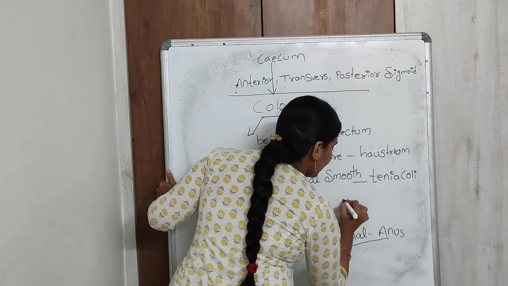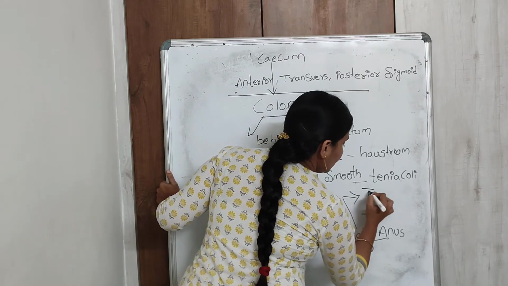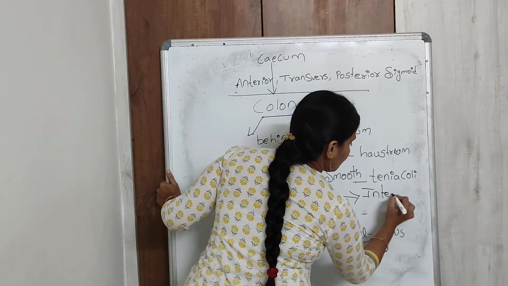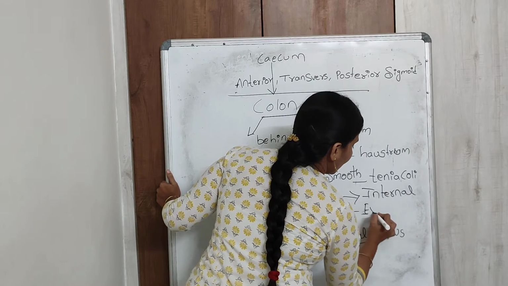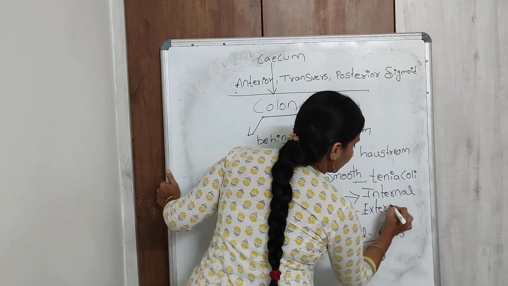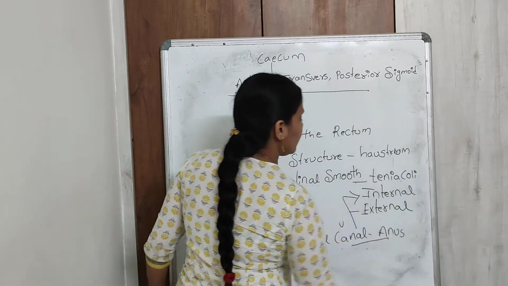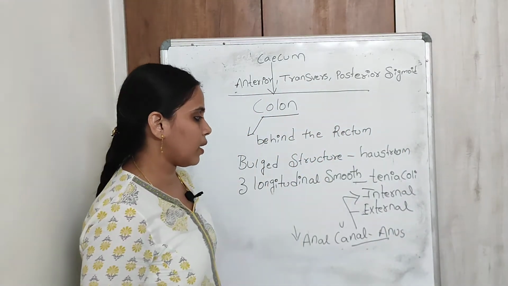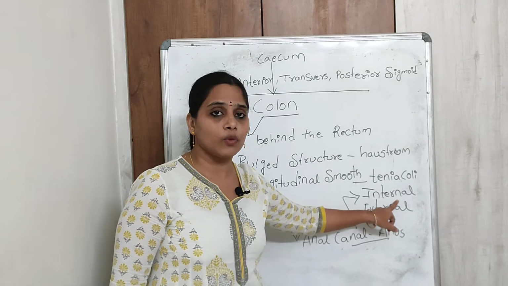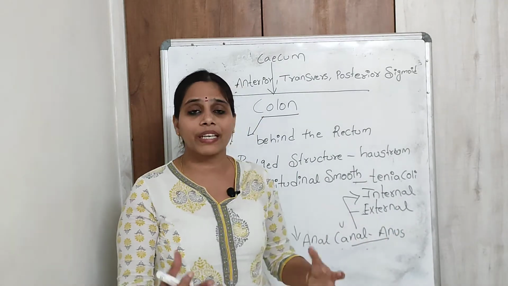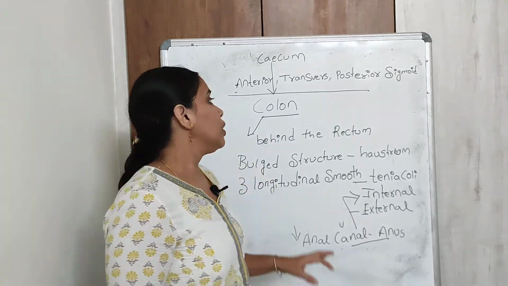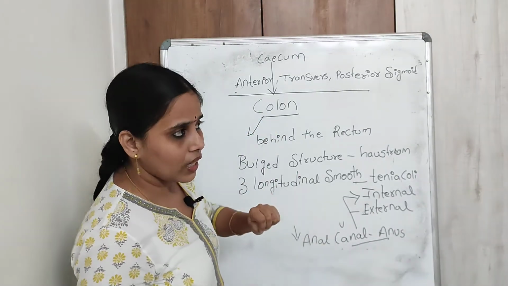two sphincters. One is the internal sphincter and the second one is the external sphincter. Internal sphincter is involuntary. We can't control that action, but the external sphincter is under our control. So these are the parts of the large intestine.